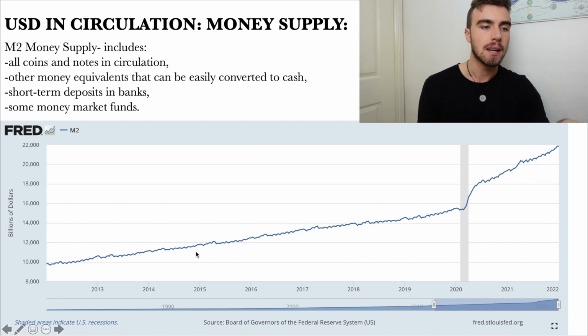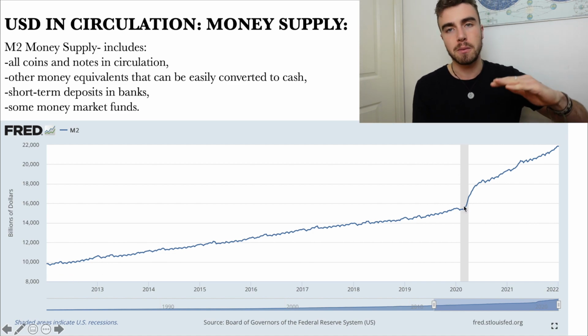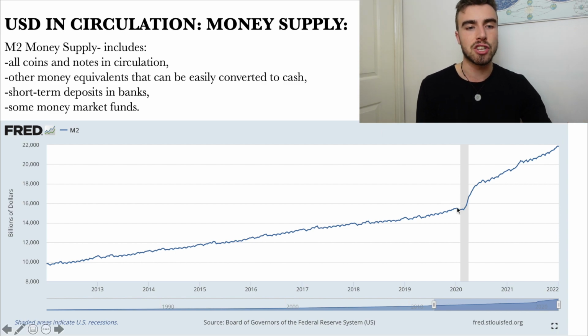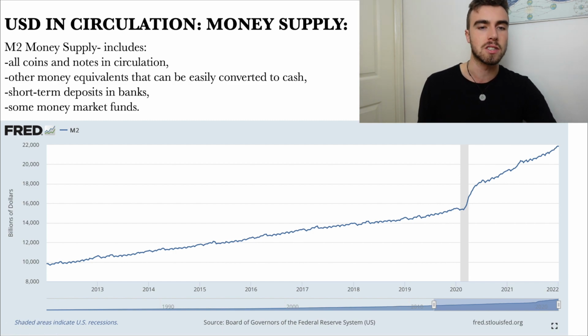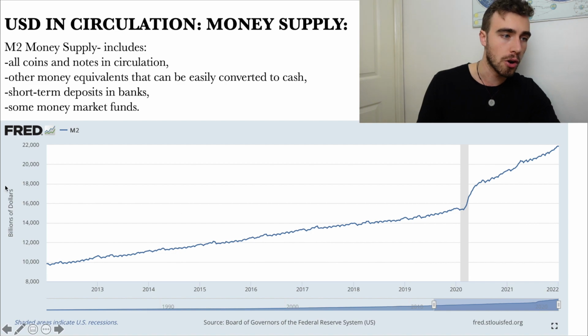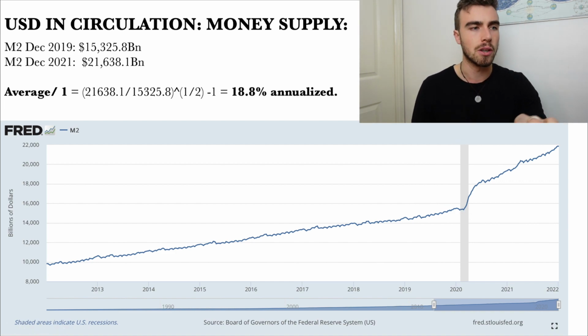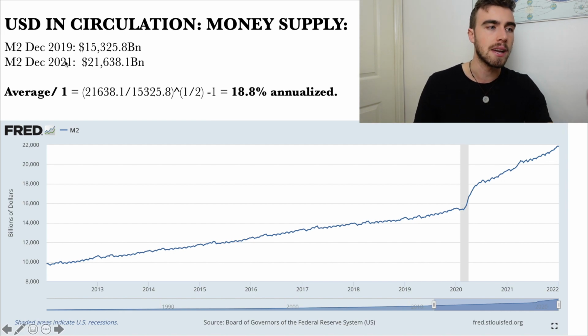And you can see, again, we've got this slow and steady growth of the money supply post GFC to 2020, and then a sharp and steep increase, and basically ever since then. So we've got more and more dollars in circulation. That's what this is showing us. Currently 22 trillion US dollars in circulation. Before the pandemic, it was only about 15 and a bit trillion dollars in circulation. Here's the exact figure. So it's 15.3 in December 2019, 21.6 in December 2021.